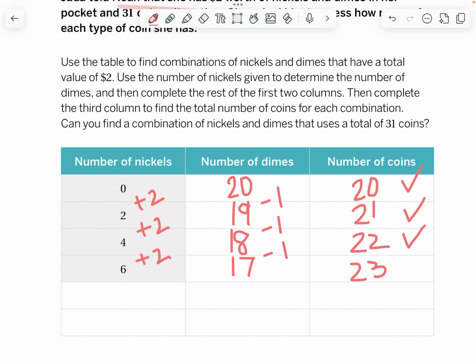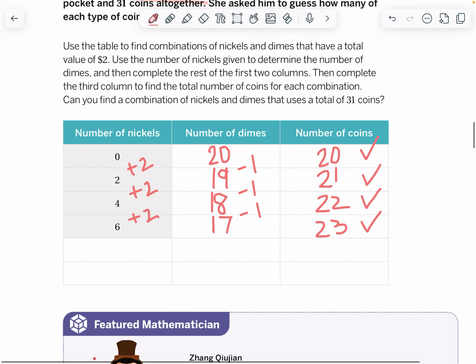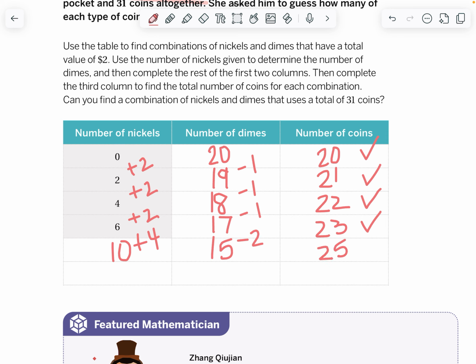So if I did that, I could try it one more time, but I know that I'm only going to go from 23 coins to 24 if I continue that pattern. So you might have had to keep going in this table, but let's say I increase this to 10 nickels. Well, that's double of what I've been doing. So now I've gone up 4. So if I've doubled that, I'm obviously going to double the amount of dimes that I take away. So now I'm at 15 because I had to take away 2, still meeting my $2 minimum, but now I've definitely bumped up the total number of coins to 25. So I'm getting closer to that 31 coin minimum.